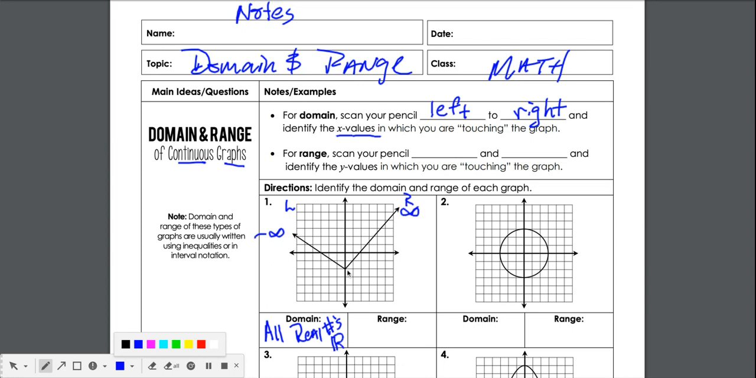All right. And range. On the range, we're going to scan our pencil from top to bottom and identify all of the y values in which you are touching the graph. Okay. So if you're scanning from top to bottom, you hold it sideways like this, and then you scan down. Well, it kind of has an ending point. Do you see where it stops on this particular graph? And it doesn't go any further. So this is actually a y value of -2 at that position right there.